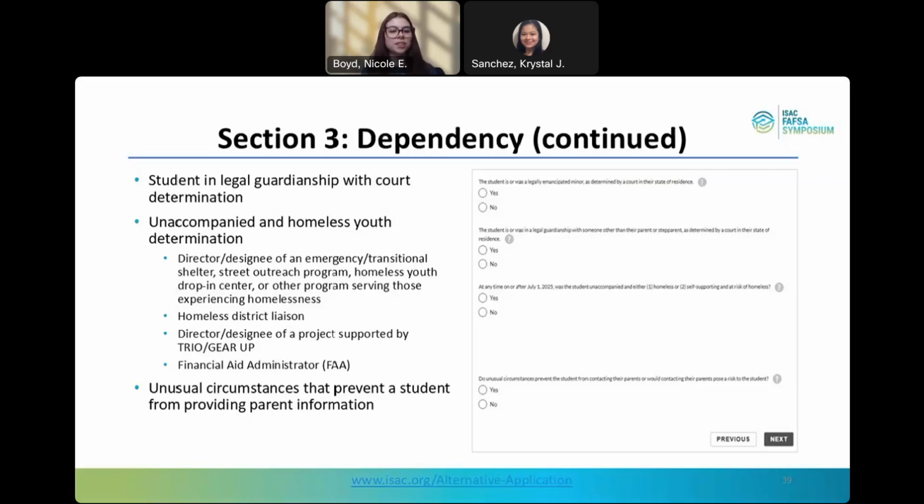Next would be the homeless district liaison, or a director or designee of a project supported by a TRIO or GEAR UP program, or a financial aid administrator. And then finally, it asks if any unusual circumstances prevent a student from providing parent information. So the exact language is if unusual circumstances prevent the student from contacting their parents, or contacting their parents would pose a risk to the student.